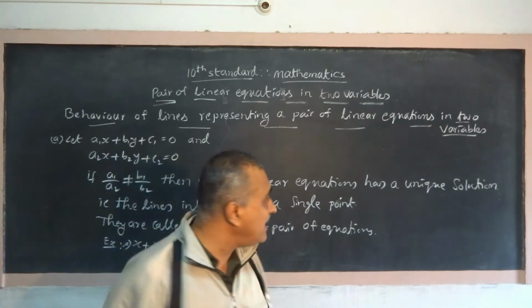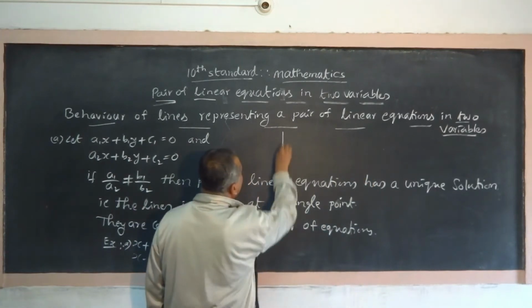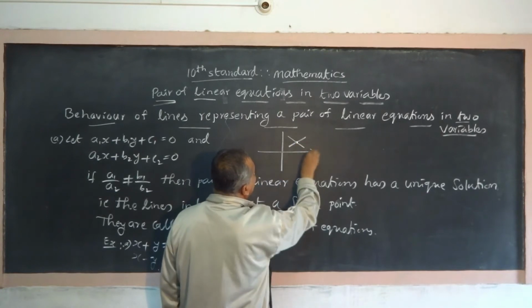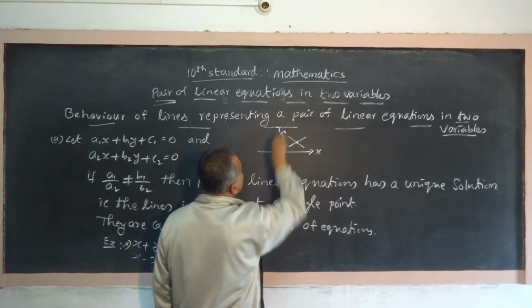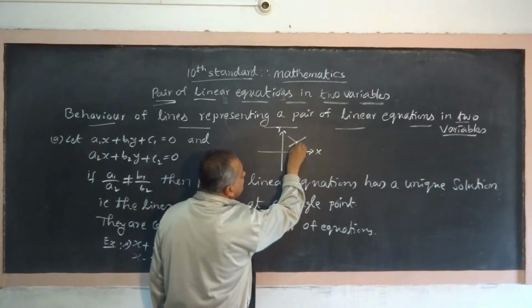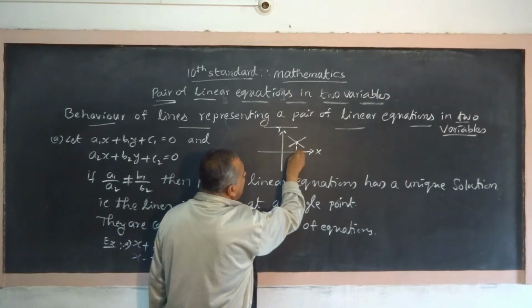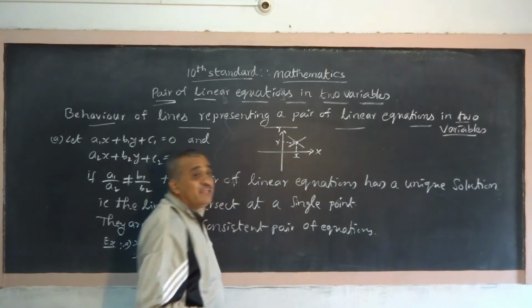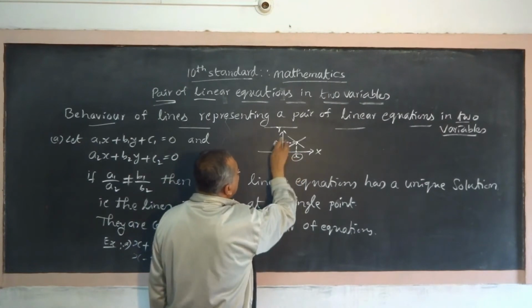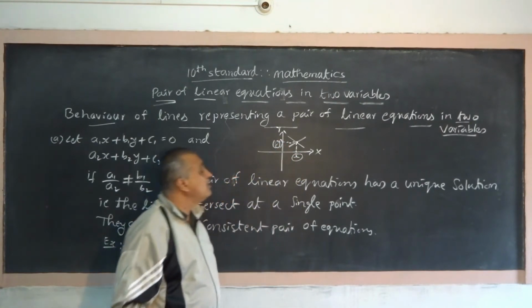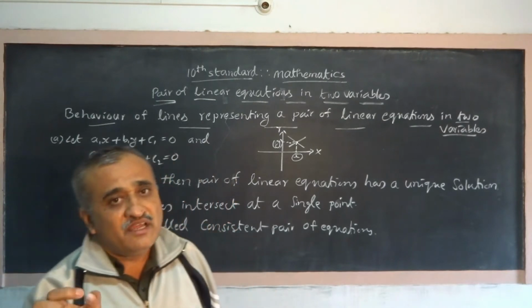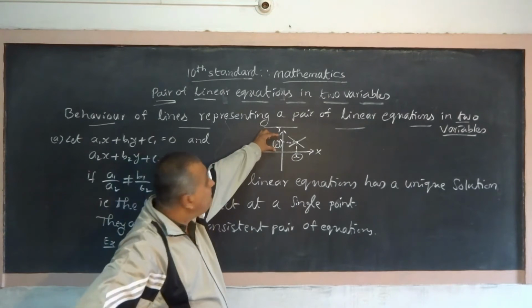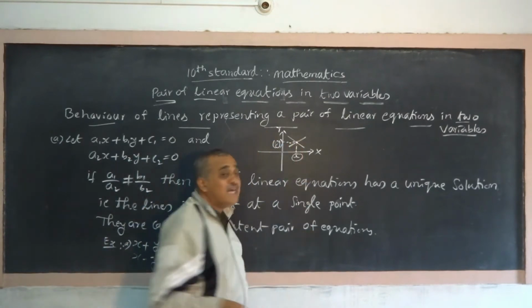One solution is there. When you consider a graph like this, if you consider the two lines, they intersect here. This is the x-axis, this is the y-axis. If you consider the perpendicular from the point of intersection, the perpendicular to the x-axis denotes the x value and the perpendicular to the y-axis denotes the y value.